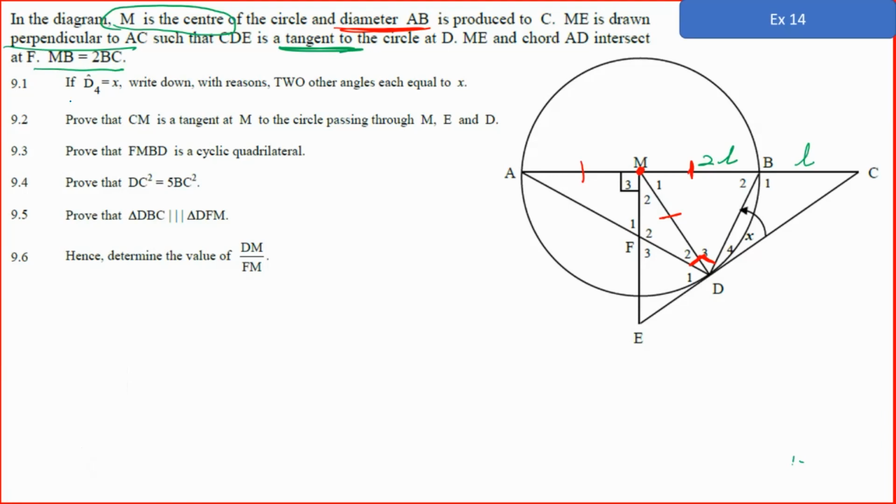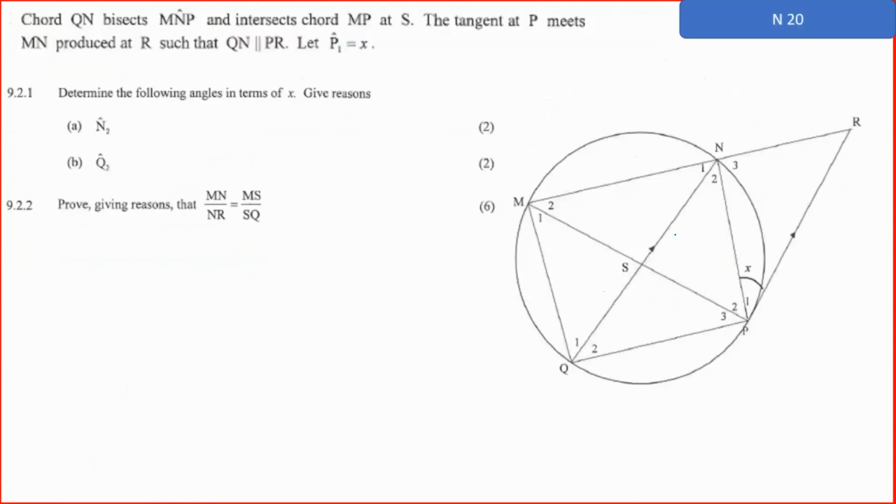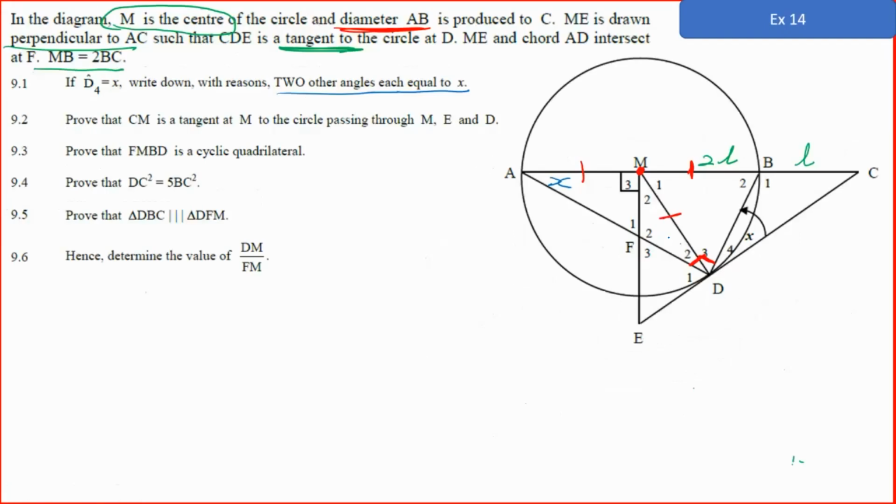All right, question 1. If D4 is equal to X, write down, with reasons, two other angles which are equal to X. Go for it. Who can give me the first angle which is X? A, sir. A is X, well done. So wouldn't D2 be X, sir? Okay, let's start with A first. Why is A equal to X? Tan chord. Well done. Then we got D2. Somebody said D2 was X, and you'll be totally right. Angles opposite equal sides. Well done.